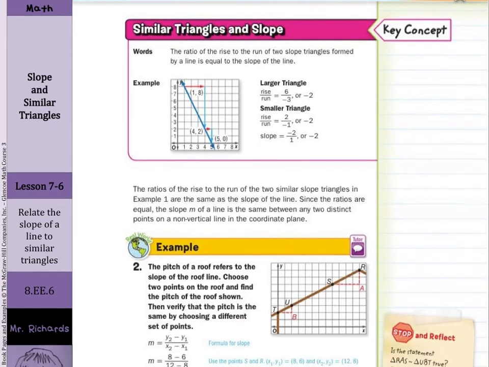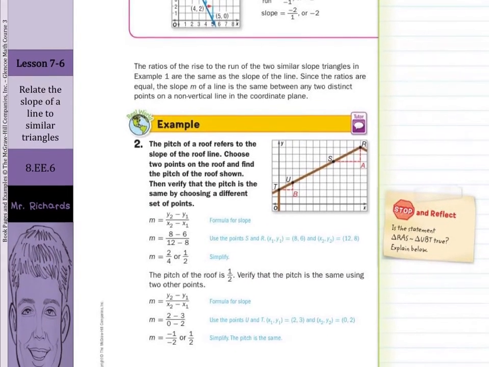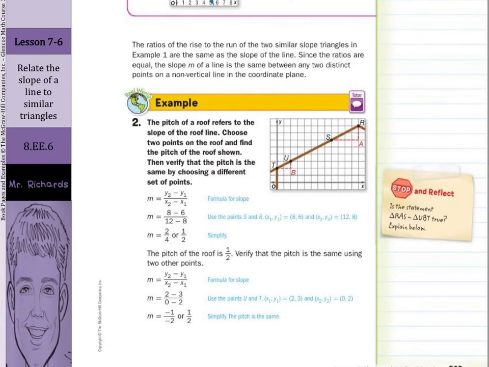As we go to example 2 now, the pitch of a roof refers to the slope of the roof line. Choose 2 points on the roof and find the pitch of the roof shown. Then verify that the pitch is the same by choosing a different set of points.